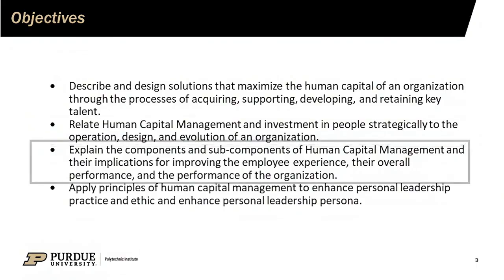The third objective is to explain the components and subcomponents of human capital management and their implications for improving the employee experience, their overall performance, and the performance of the organization. I'll be using a model that is introduced in the book. I think it's a relatively simple model, so it'll be easier to follow. But the question is really about not only the success of the organization, but also how do you deal with the employee experience? And we'll talk a little bit more about that as well.